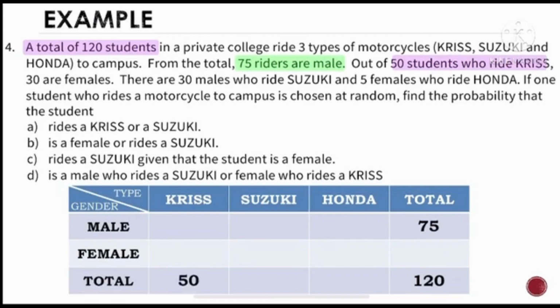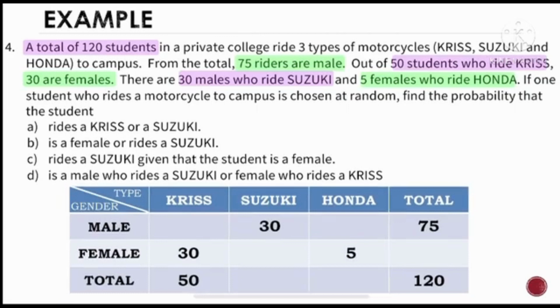From the 50 students who ride Chris, 30 are females. This means that the intersection of Chris and female is 30. 30 males ride Suzuki. This is the intersection of male and Suzuki. 5 females ride Honda. And this is the intersection of female and Honda. Now we can complete this table.